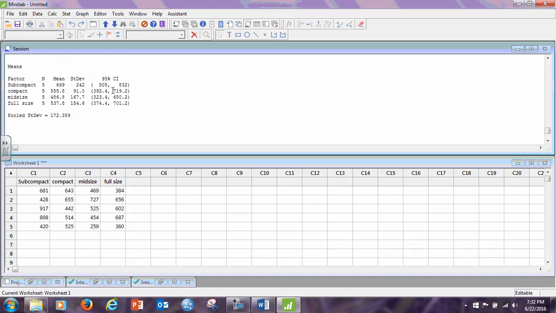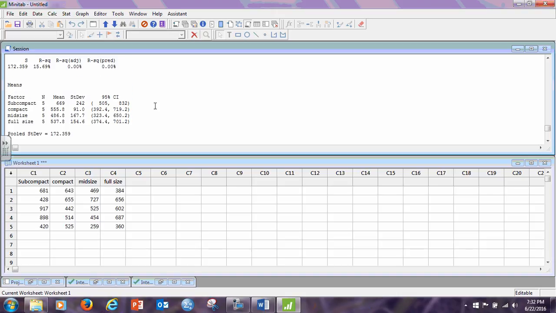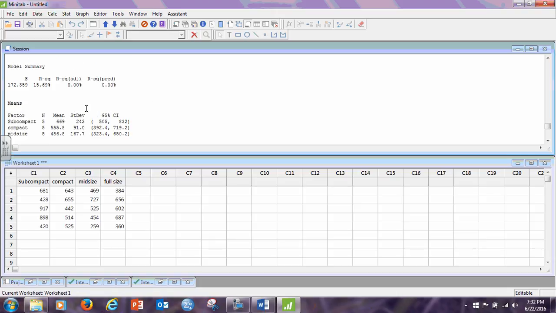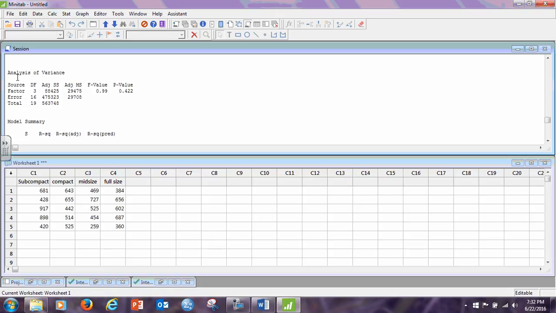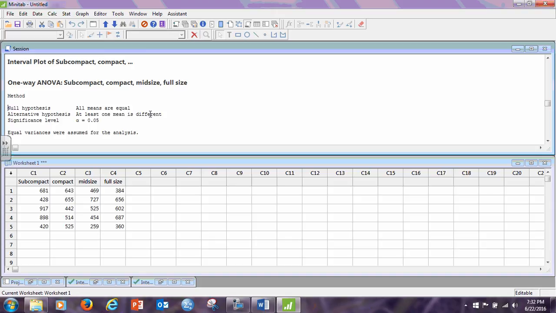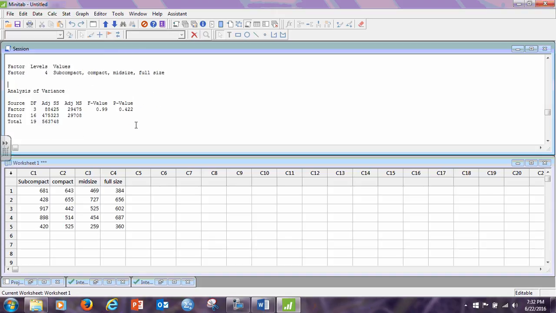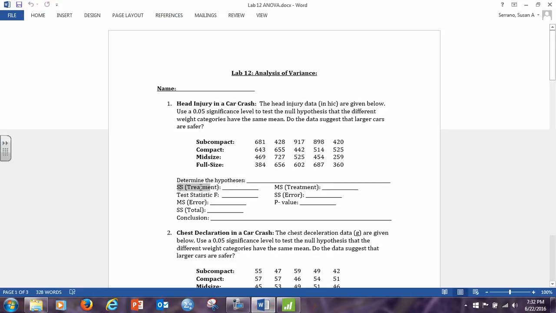These are the means and the standard deviations for each of them. And in advanced topics, we might talk about this some more. But at this point, what I want you to understand is what's called the analysis of variance table. It's right here. So you've got to scroll a little ways for it, but it's the analysis of variance table. So on this lab, you're going to have to fill in all of this stuff here. So let me show you where all that is.